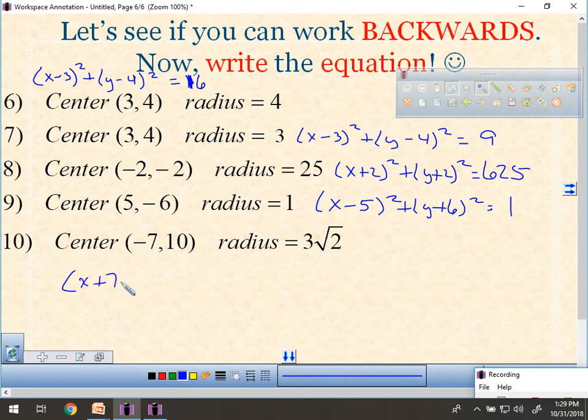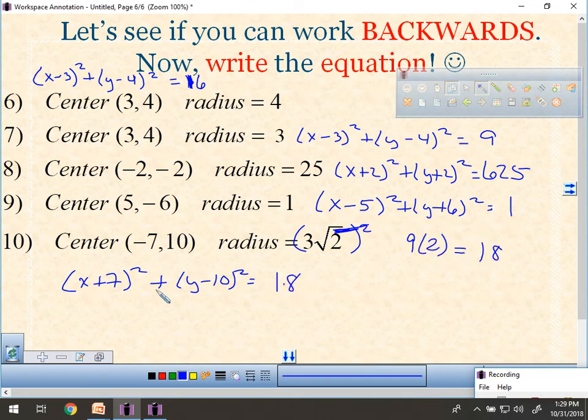You get x plus 7 squared plus y minus 10 squared, and then, well, what the heck is 3 radical 2 squared going to give me? Well, what's 3 squared? 9. And what happens with the square and the square root? Cancel out, so that's just going to be 9 times 2, so what would that end up giving me? 18. And so that would be my answer for that one.